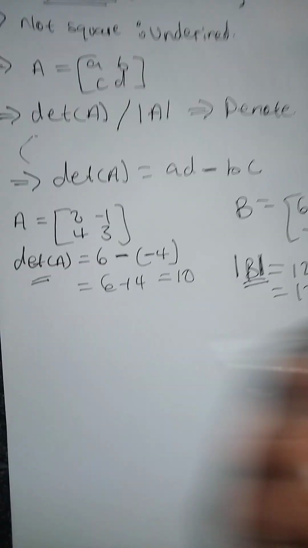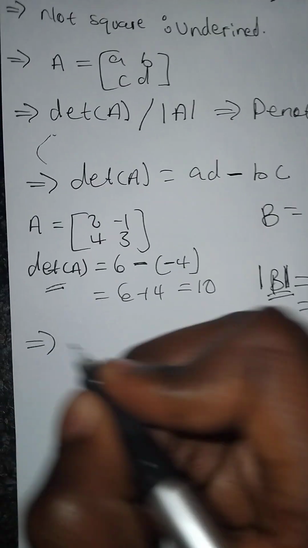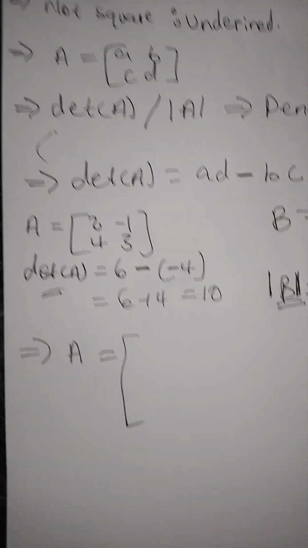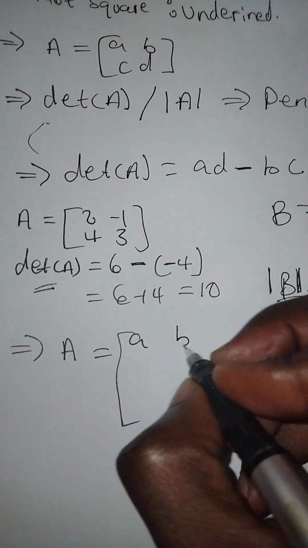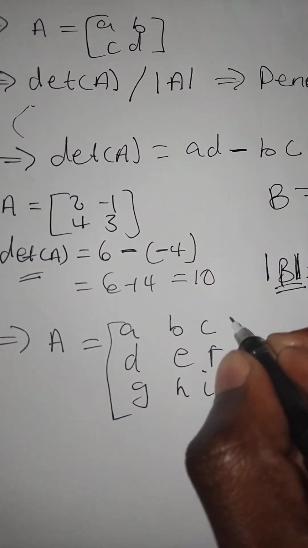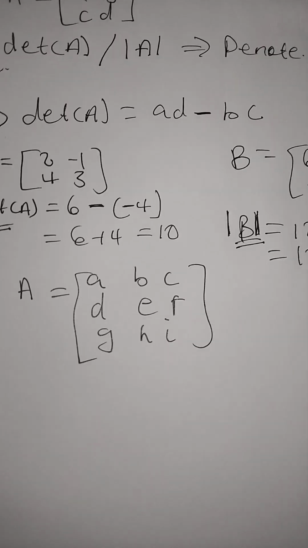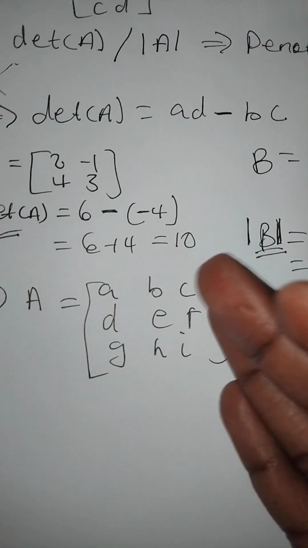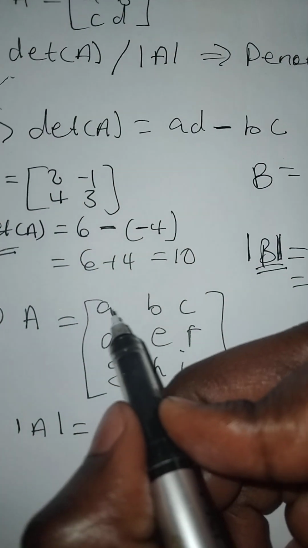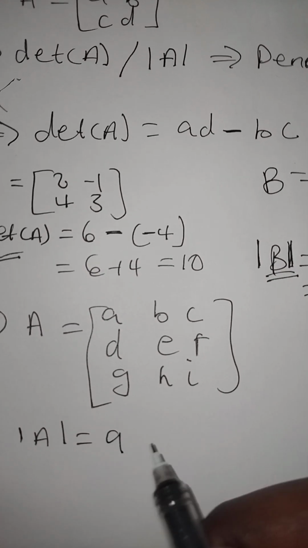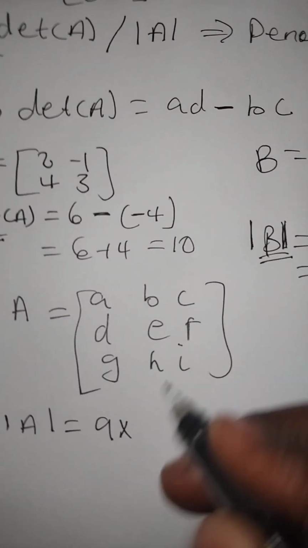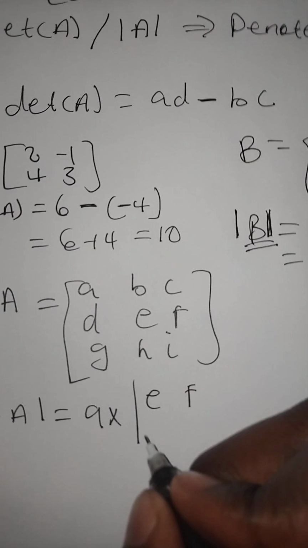Okay, so now let's dive into a 3 by 3 matrix. Let's suppose A is a 3 by 3 matrix with entries a, b, c, d, e, f, g, h, i, like that. Now we want to find the determinant of this matrix. If we are looking for the determinant of matrix A, we say this entry here, a, multiplied by, we cancel the corresponding row and the corresponding column. What remains is the minor e, f, h, i.